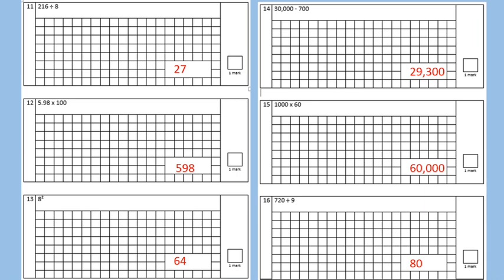Number 14, we've got 30,000 subtract 700. Now for this one, I probably would have suggested doing a method, just because there are going to be some exchanges across the value columns. So for that one, you should have got 29,300.